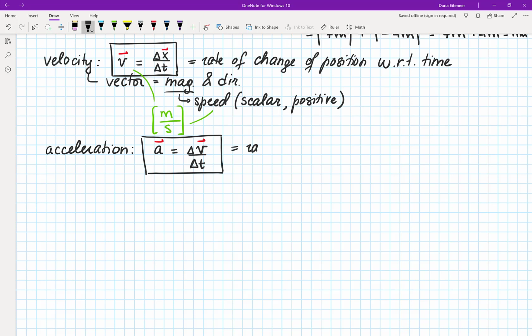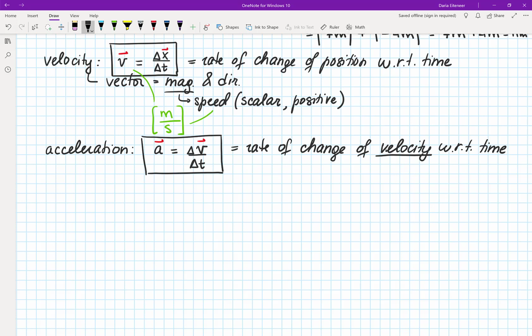So, rate of change of velocity with respect to time. Now I'm going to underline the word velocity because here it's very specific. It's velocity that could be changing, not just speed. So remember, velocity is speed and direction, right?